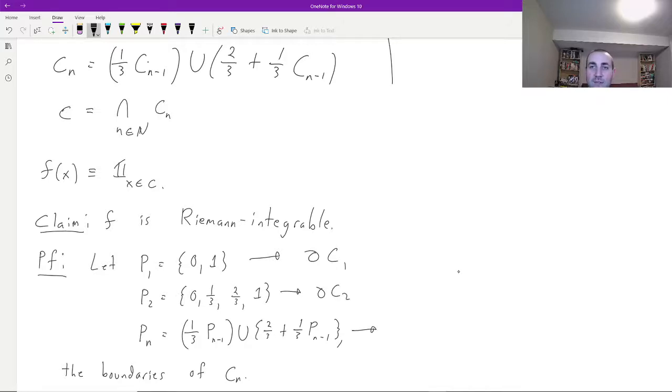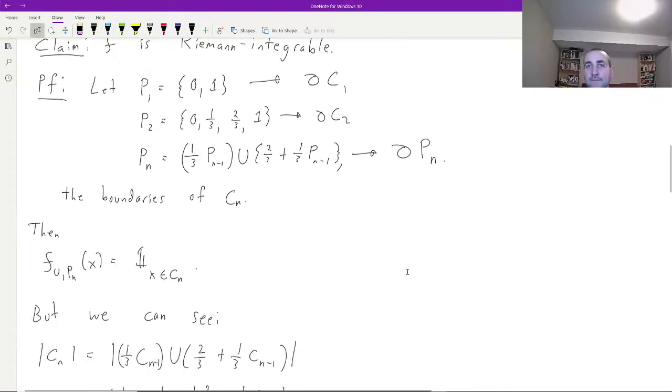That's the boundary of C2. And in general, I'm going to let Pn be 1/3 of Pn−1 union 2/3 plus 1/3 Pn−1, and that's the boundary of the set Cn. Okay? So in other words, I'm sort of exactly slicing off the interesting stuff that's going on inside of Cn.